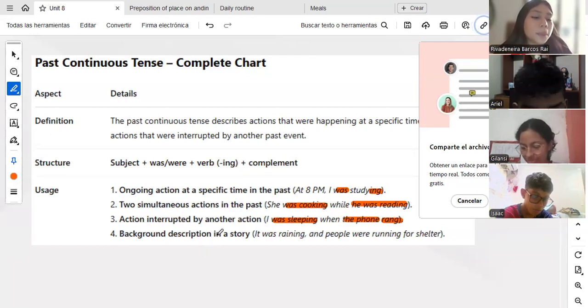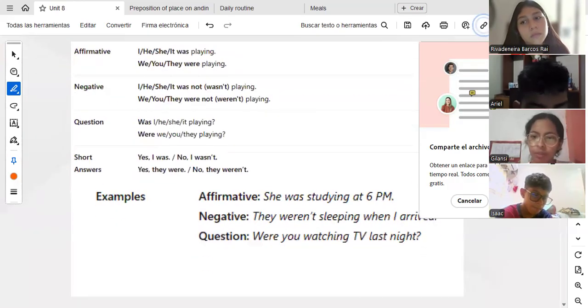Okay, background description in history. It was raining. This is the background, el trasfondo, right? And people were running for shelter, ¿cierto? Entonces estaba lloviendo y la gente fue como a cubrirse. ¿Cuál es el trasfondo? Que estaba lloviendo. ¿Qué pasaba de fondo? Que llovía. Okay, let's continue. No worries. With practice, it will be easier.